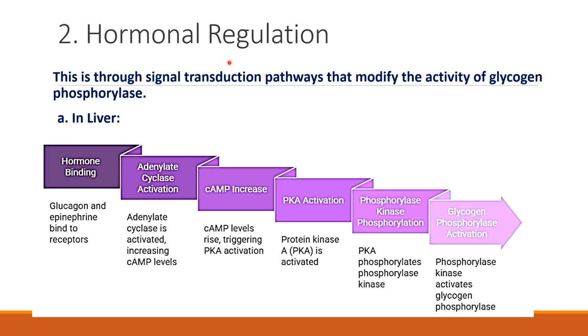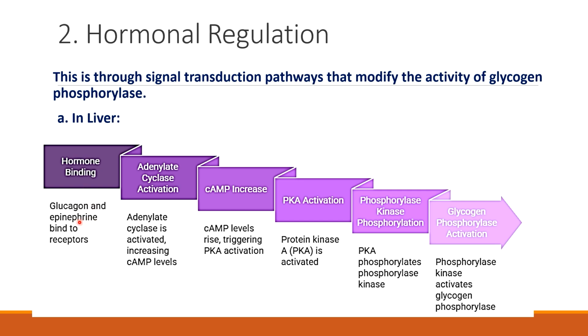Second regulation is what we call hormonal regulation. Hormones regulate glycogenolysis through signal transduction pathways that modify the activity of glycogen phosphorylase. Again, the hormonal regulation could be studied in the liver as well as in the muscle. First is in the liver. So in the liver, you have glucagon and epinephrine. Glucagon mainly during fasting, and epinephrine when you are in stress or during exercise. These are the key activators.